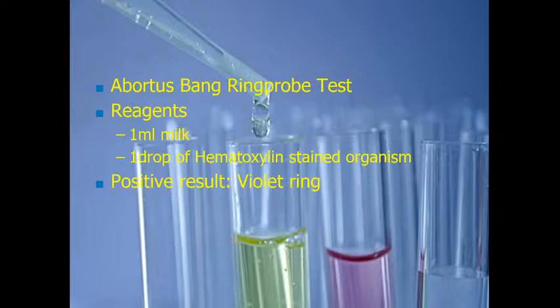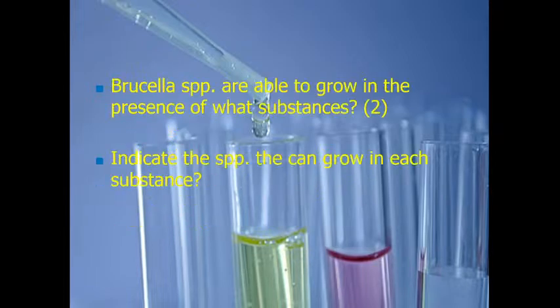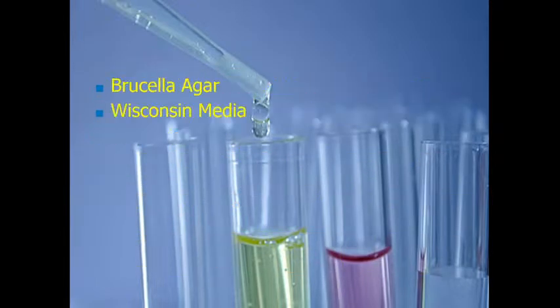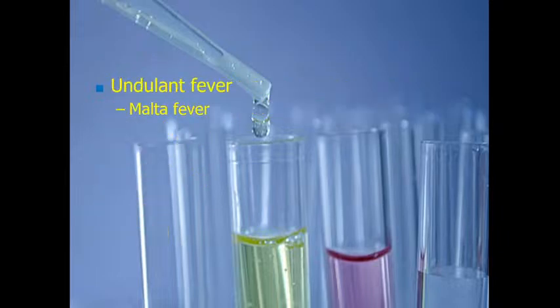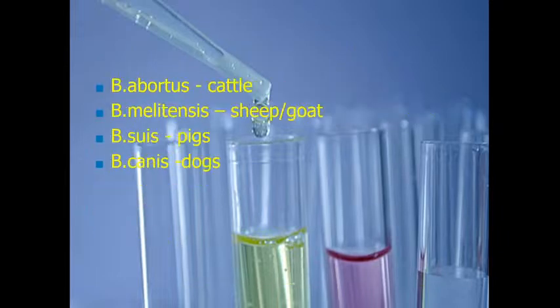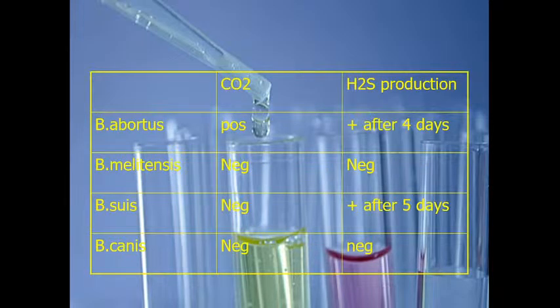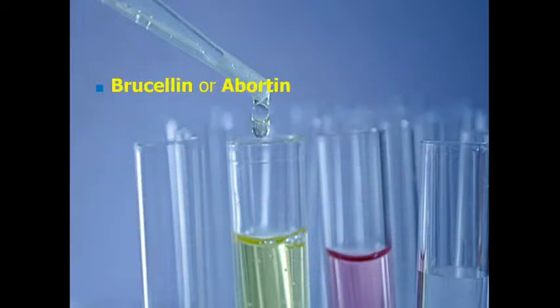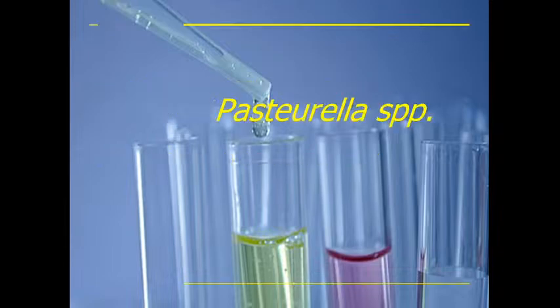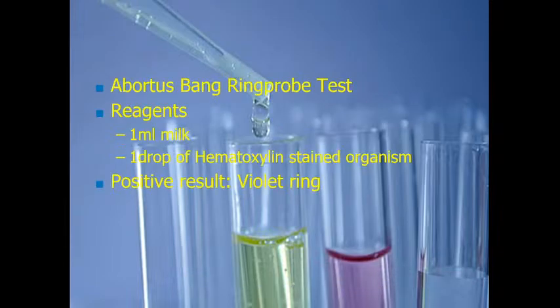What you're doing is staining the organism supravitally, and they will go up the medium. Why will they go up in the media? Let's go back to oxygen preference. What's the oxygen preference of Brucella? Most of the species are CO2 negative. Therefore, they are obligate aerobes. So they would go up the milk, and they would form a ring around it.